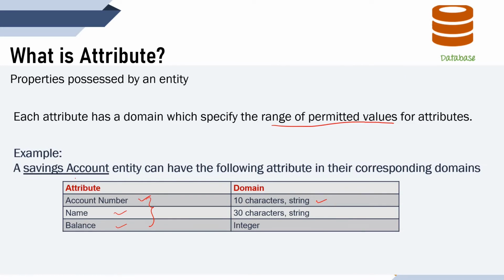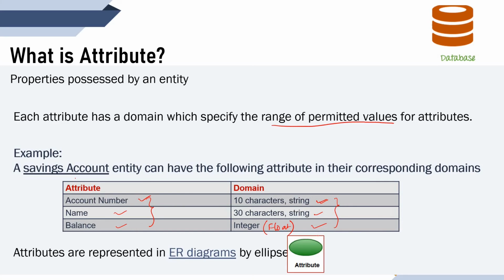And domain means that following are the domains. 10 characters for the account number. Name should be characters, 30 should be the length. Balance, definitely it's a numeric value, or float, it should be rather float. So in this way, we can find out the domain of the attribute. In ER diagram, attributes will be represented by ellipses like this. I will show you in the diagram how they will be represented.